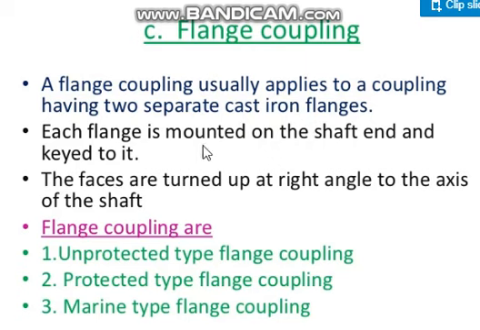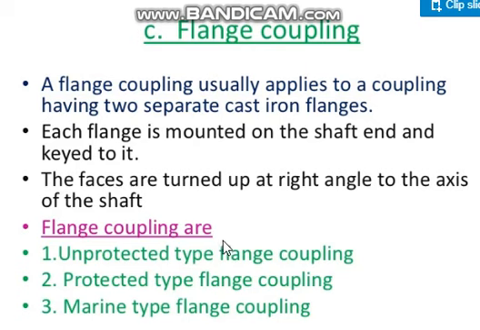They use cast iron. Each flange is mounted on the shaft end and keyed to it. Keyed means they use a key, because the shaft and the hubs are there. There will be a key here. The faces are turned up at right angles. Turning is done on the lathe machine, because in sand casting you will not get a smooth surface. So you have to machine it and make it exactly at right angles to the axis of the shaft.